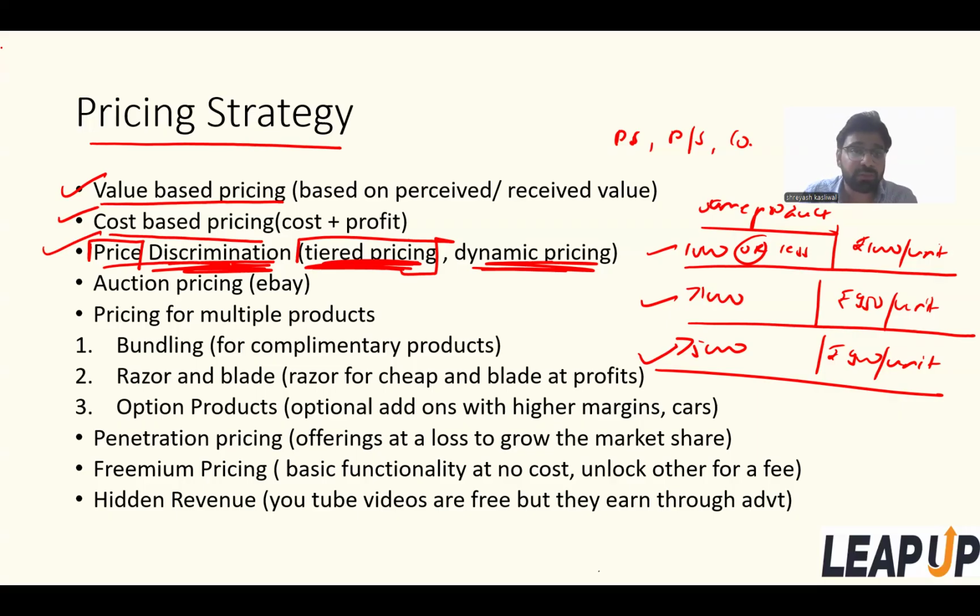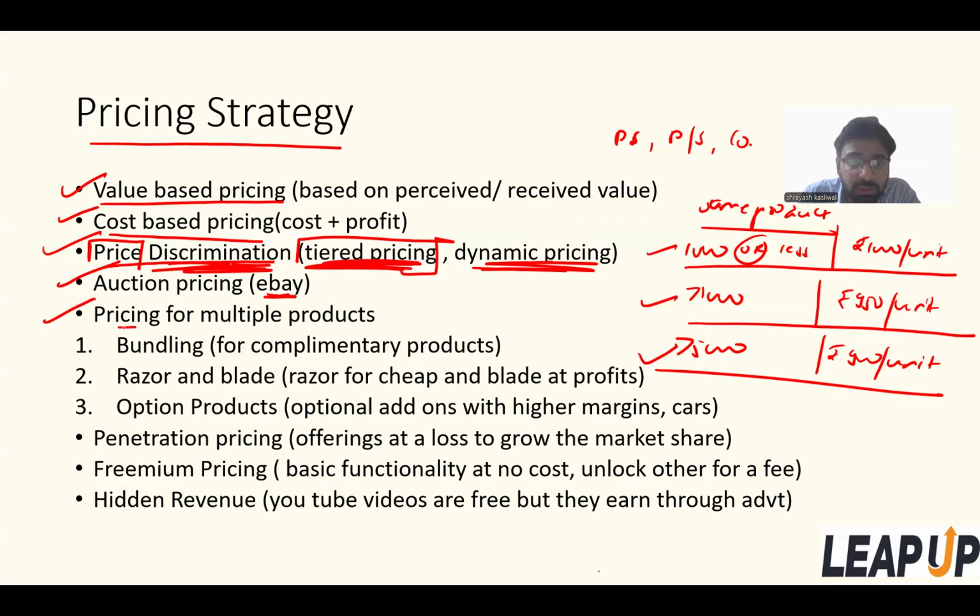Next one is auction pricing. An example can be eBay, where the consumer will bid whatever he wants to pay for that particular product. Once you list that product, of course, you will give a range, but generally the consumer will try and negotiate and tell you, this is what I want to buy it at. Auction pricing, that is what the strategy is.